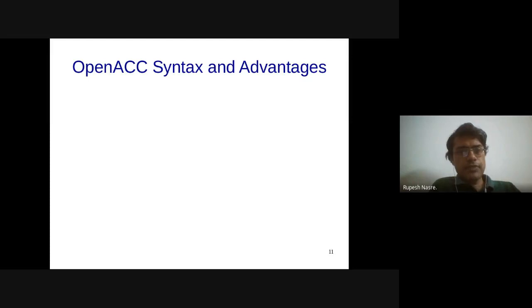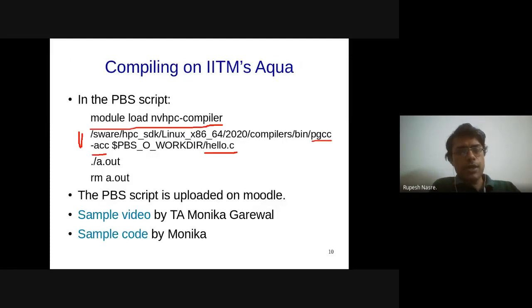So at this stage, we'll stop, and we'll continue discussing the OpenACC syntax, etc. But do try this sample code which is given, and just make sure that it is running for you, right? And if you face any trouble, then just post any queries on Moodle.